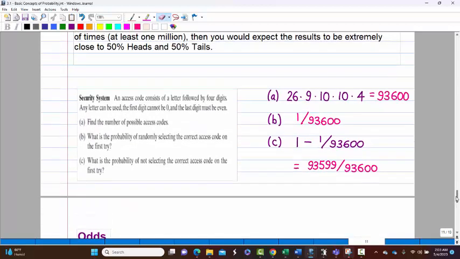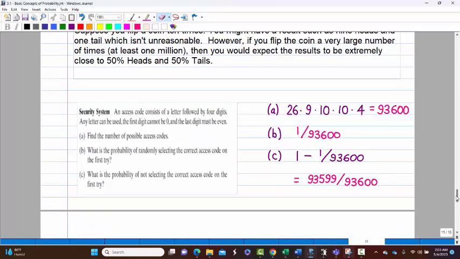So let's take a look at some more counting examples here with probability.